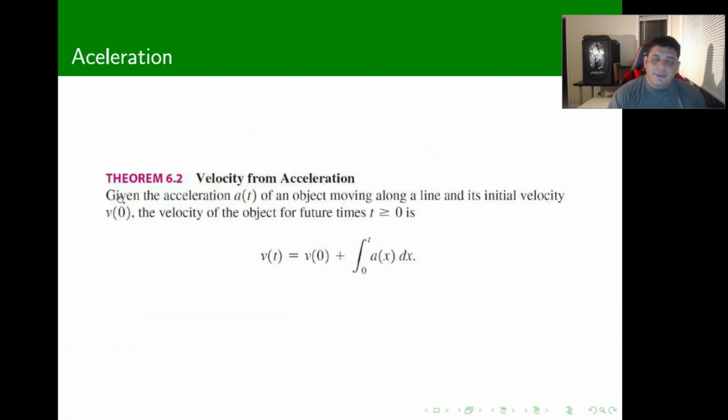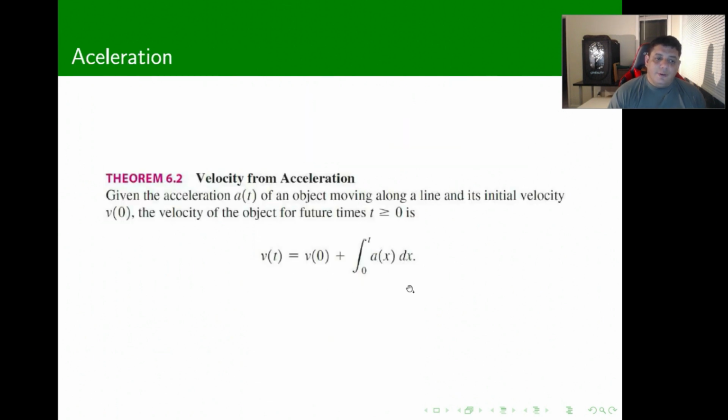Now, in a similar fashion to what we did, we can calculate the position from the velocity. So it stands to reason that we can do the same thing with the other relationship. We can find the velocity in terms of the initial velocity plus the integral of the acceleration over a certain interval of time.